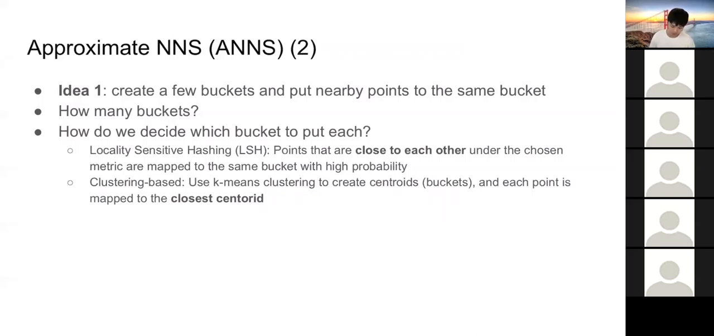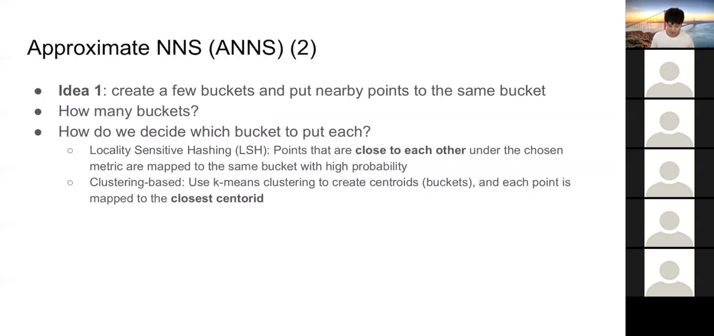One popular but not so often used approach is locality sensitive hashing. Here, points that are close to each other under the chosen metric are mapped to the same bucket with high probability. That makes sense, right? They're trying to put similar tokens, meaning nearby tokens, into the same bucket.